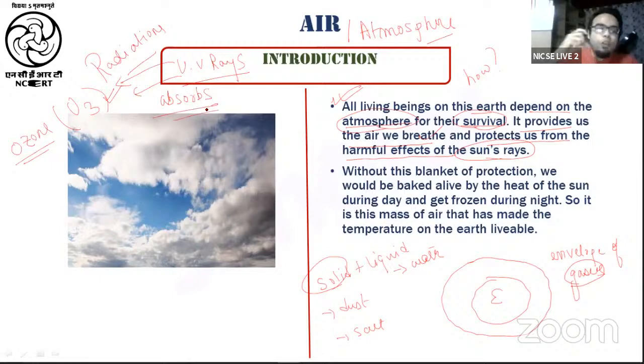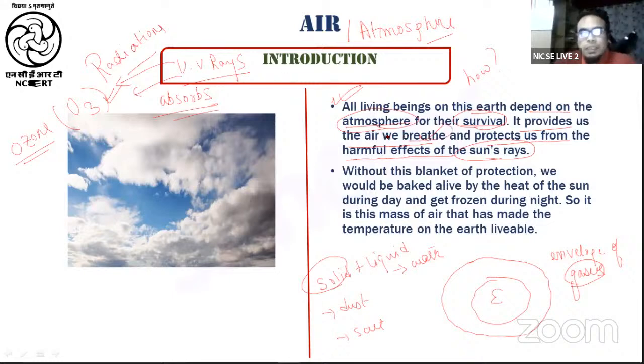This is how ozone, one of the constituents of the atmosphere, plays a very important role in protecting us from the harmful effects of the sun's rays. So your atmosphere, number one, plays a very important role. Number one, how?